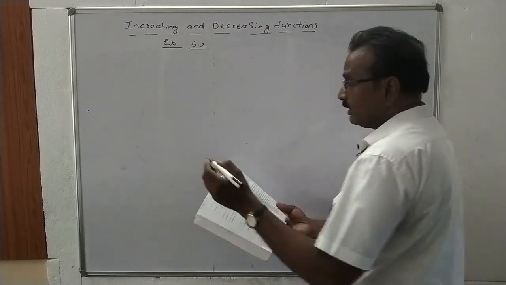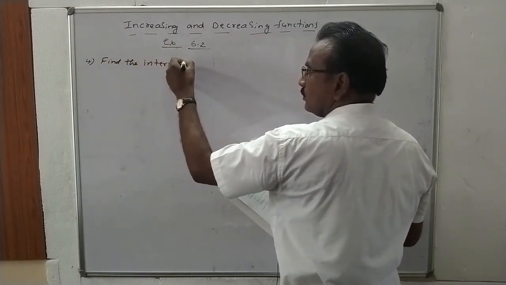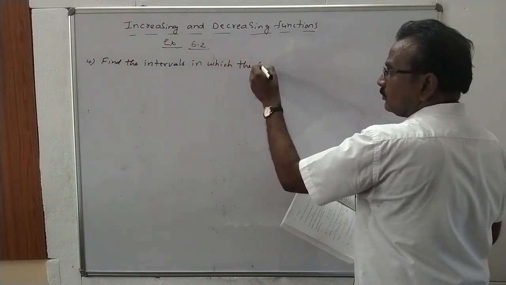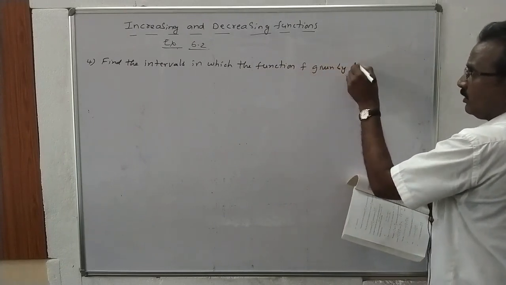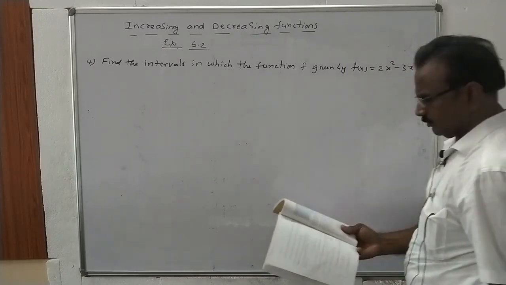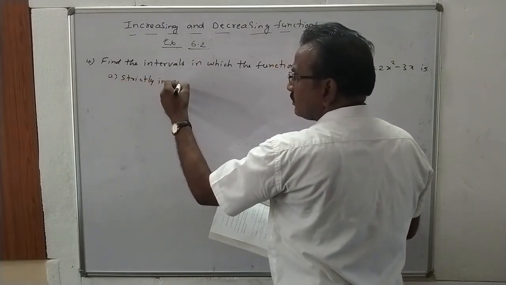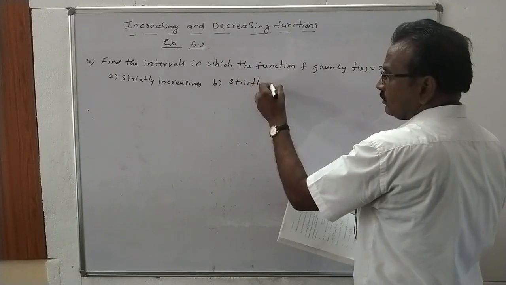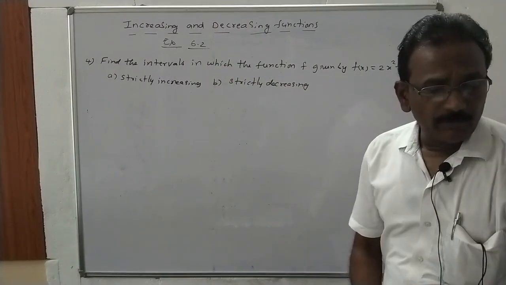Find the intervals in which the function f given by f of x is equal to 2x square minus 3x is, first one, strictly increasing, second bit, strictly decreasing. Question number 4, 5, 6, very important.